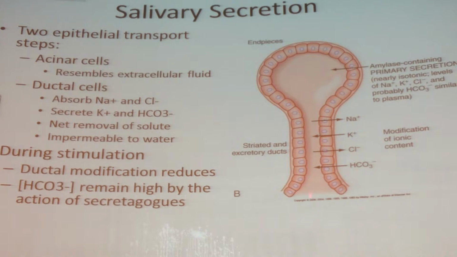When it goes through the duct, ions get moved around and shifted. What's going to get moved back into your blood is the sodium and the chloride. And what gets added back is the potassium and the bicarb, as we talked about, how important bicarb is. So there is also a net removal of solutes, and because the duct is impermeable to water, the saliva becomes hypoosmotic, okay?